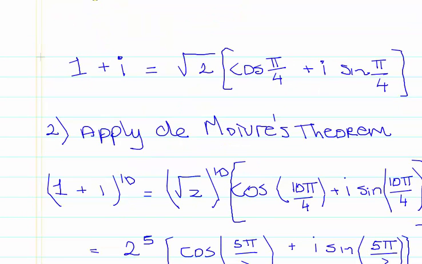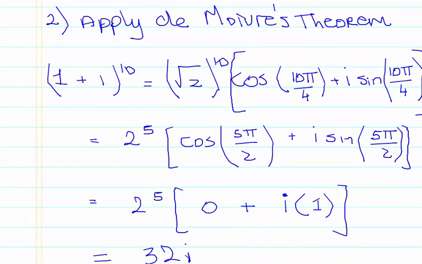So essentially this is our expression now. 1 + i can be written as the square root of 2 times (cos(pi/4) + i sin(pi/4)). Now what we do is we apply de Moivre's theorem. So I'm just going to do this as a very quick question. So essentially (1 + i)^10.